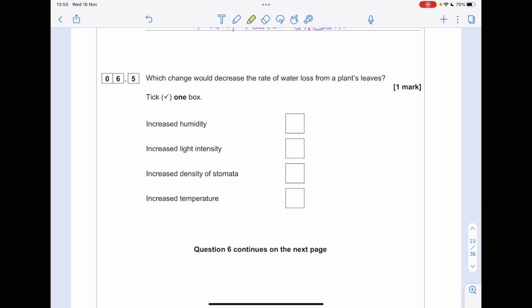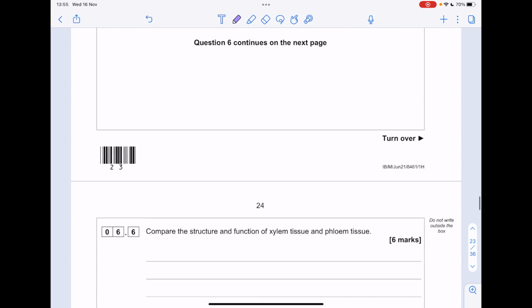Which change would decrease the rate of water loss from a plant's leaf? To decrease it, we want it to be humid, we want it to be cold, we want it to be dull outside, so not sunny, and we want it to be not windy. So what have we got here? Yep, that's the one I've said, so that's why that's the answer.